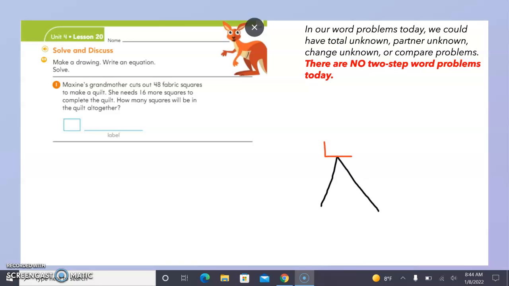So on the top of your mountain, make your unknown. That means these two numbers are the partners. Let's put those on the bottom of the mountain. Okay, when we're looking for the total, what are we going to do with these two numbers? Add or subtract to get the total. Yep, you're right, we're going to add. Okay, so your equation, I'm going to put it in vertical form so it's easy for you to add. It's going to be 48 plus 16. This line underneath means equals.